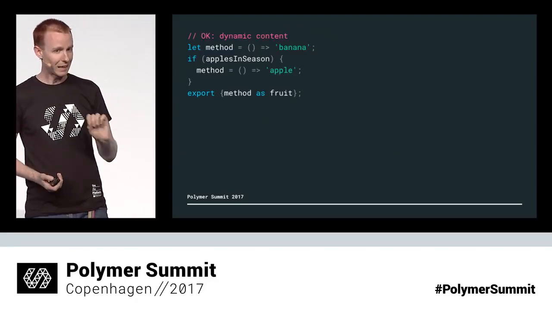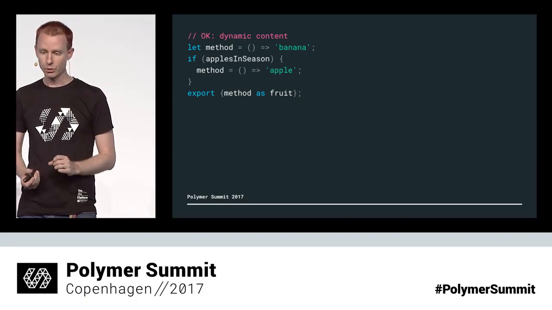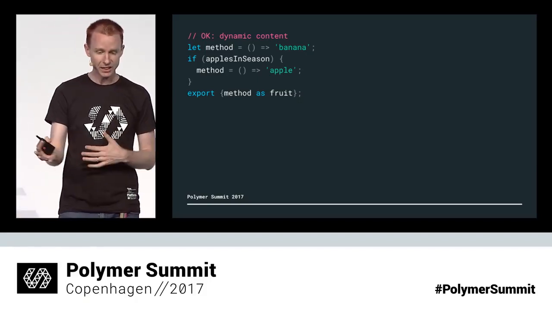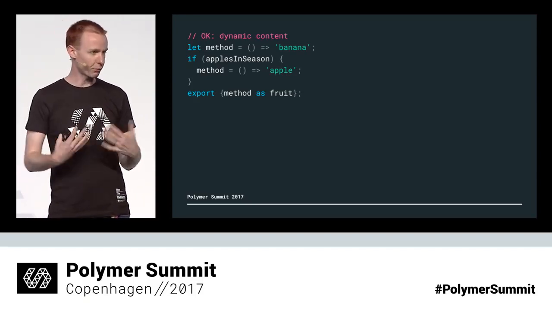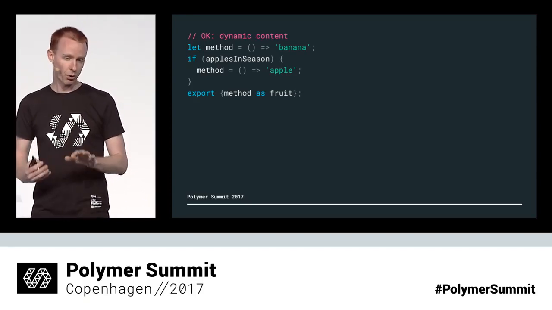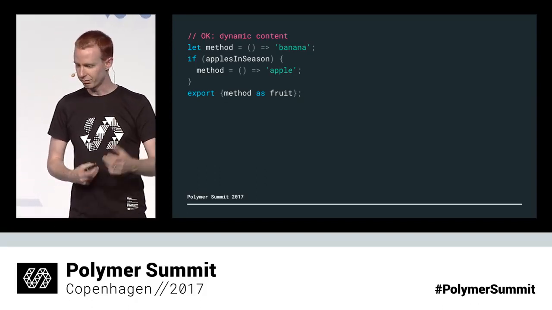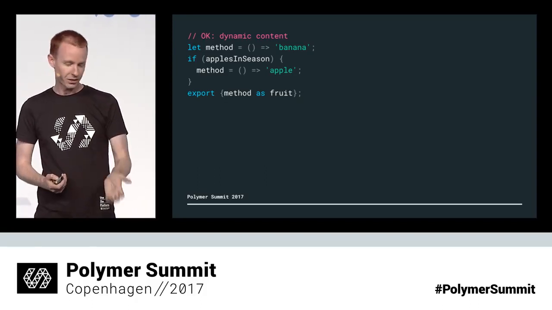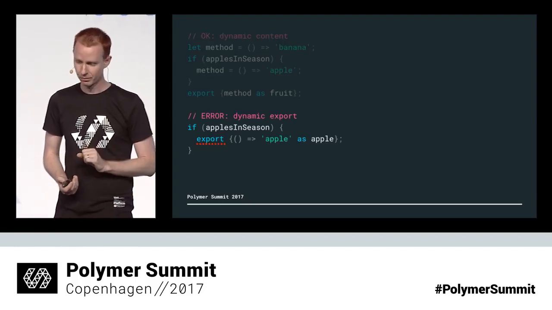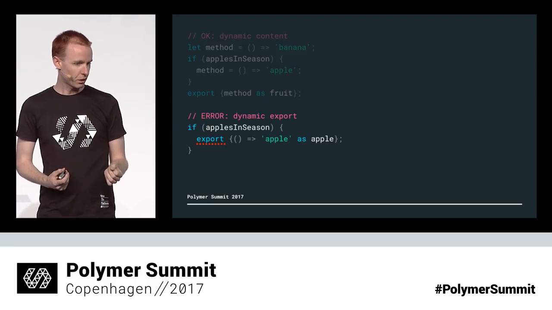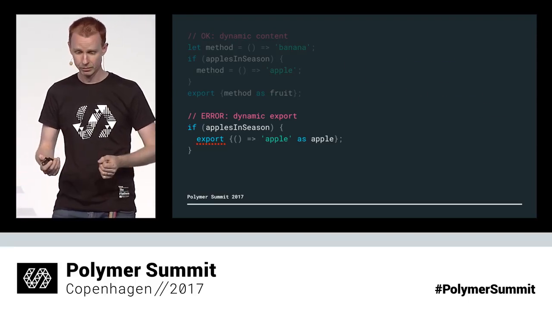So let's talk about what I'm allowed to export. I can export something that's generated. Since apples are in season versus bananas, I'm going to return a different function. And so this file will export an unknown method that's not known at static build time as the fruit property. But I can't optionally export something. This doesn't appear at the top level, so this is basically a syntax error.